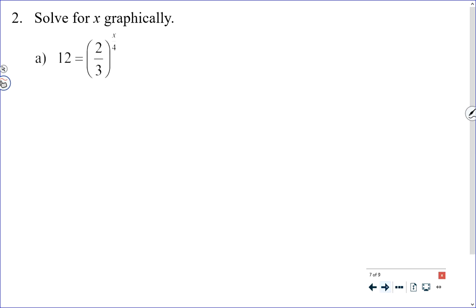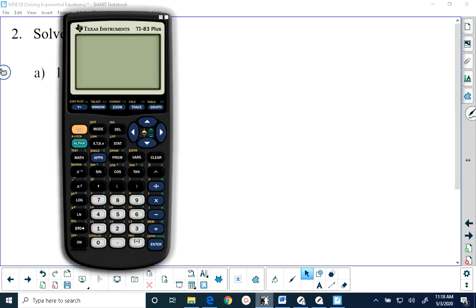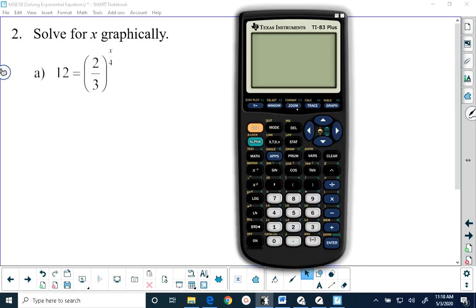Now we're going to move away from that and just talk about how we can solve things graphically. Right now, it's impossible for you to solve this equation because 12 2/3 cannot be expressed with the same base. So what we could do instead, and this is something you could always do unless you're asked to show your work, is solve this graphically. I'm going to put in for y1 12, and for y2 I'm going to put in (2/3)^(x/4).